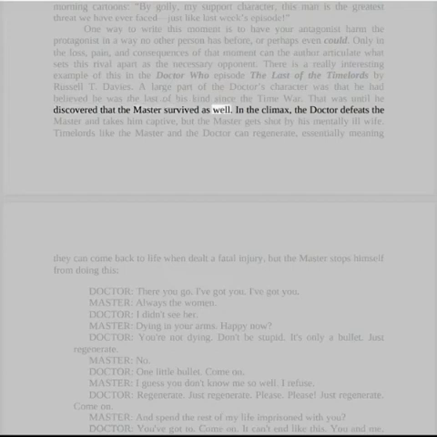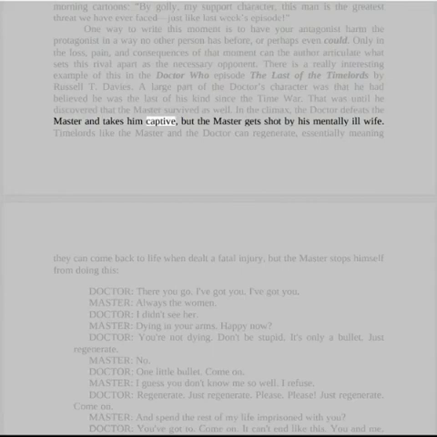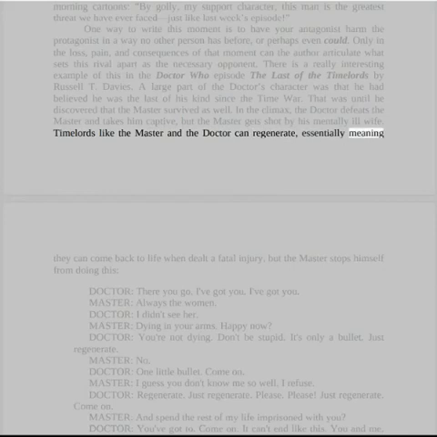Master survived as well. In the climax, the Doctor defeats the Master and takes him captive, but the Master gets shot by his mentally ill wife. Time Lords like the Master and the Doctor can regenerate, essentially meaning they can come back to life when dealt a fatal injury, but the Master stops himself from doing this.